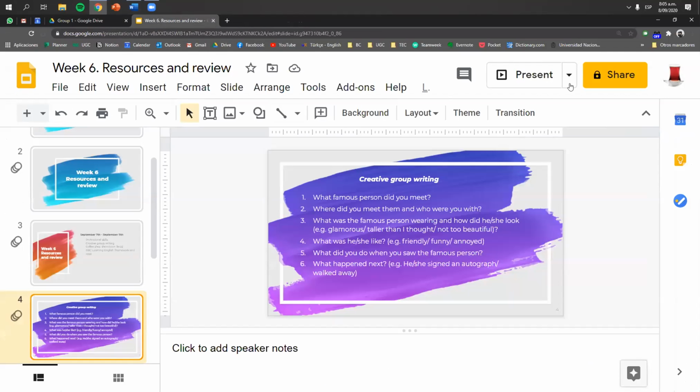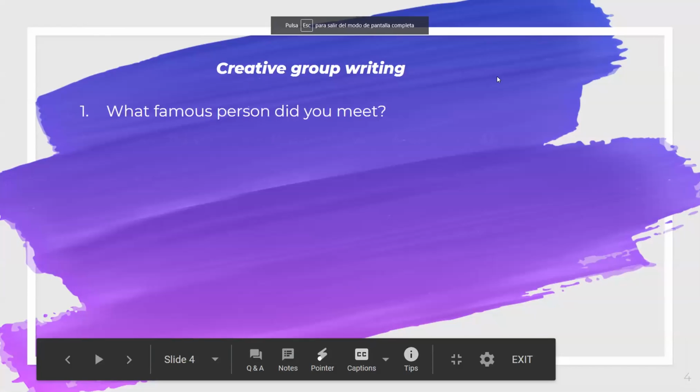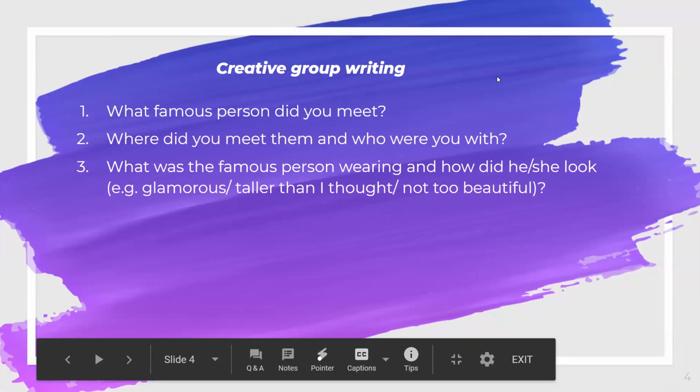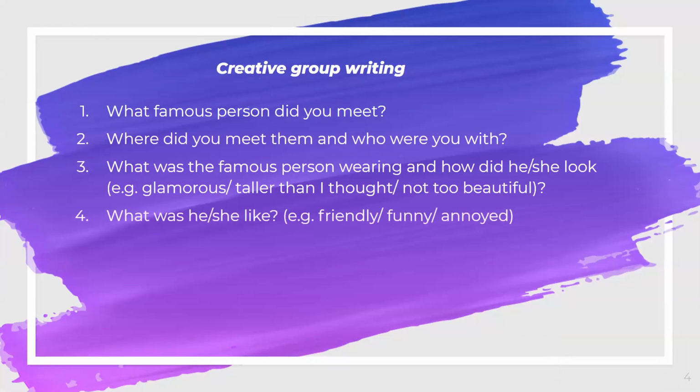So we are going to answer the next question, the question number 4. And the question number 4 is, what was he or she like? This is, remember, a question to ask for personality. So he or she was friendly, funny, annoyed, angry, whatever. What was he or she like? You have to basically say how this person was, the personality of this person.